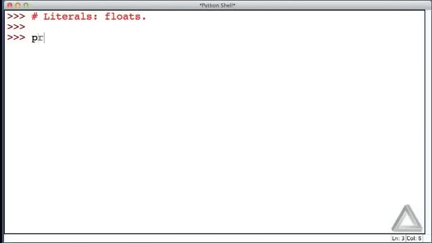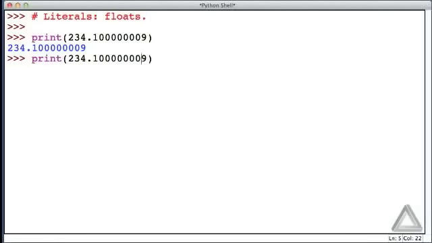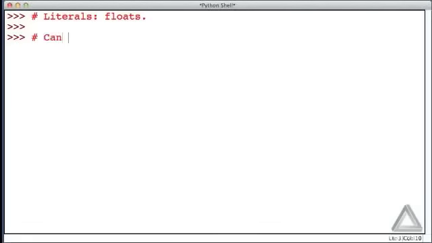It should be no surprise that float literals can be arguments for the print function. So we could have 234, and let's give it some non-zero fractional part, and that's just echoed back to us. Let's add a few more digits here, and here we're seeing a consequence of the finite precision. What appears at the end of that number isn't exactly what we had entered, because we only have about 16 digits of precision.